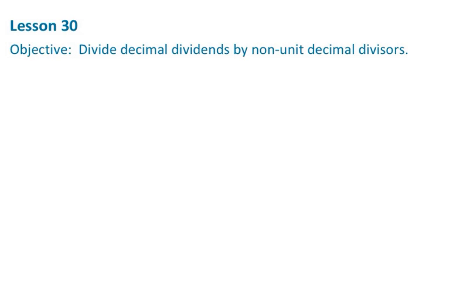This is grade 5, module 4, lesson 30, and the objective in this lesson is to divide decimal dividends by non-unit decimal divisors. So we're going to look at the grid for problem number 1 for the homework, and we're going to look at letter E and letter F. So letter E says 8 4/10 divided by 7/10.